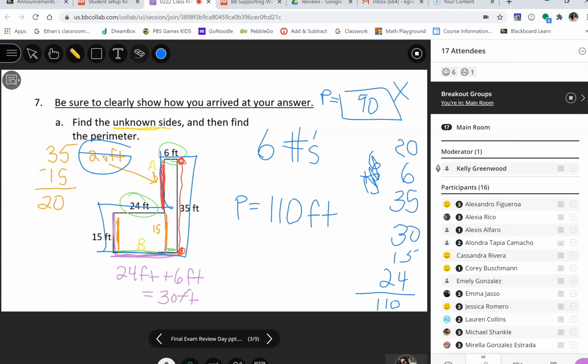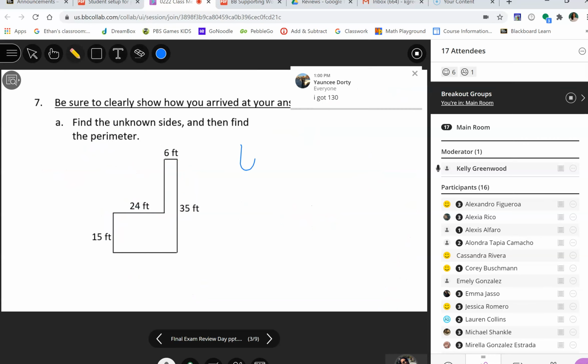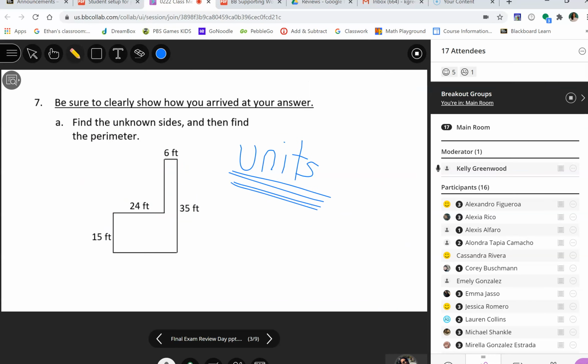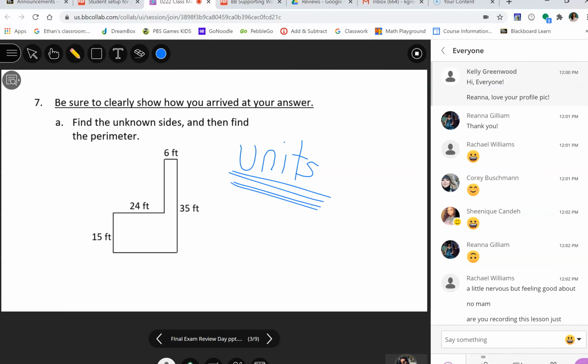Cool. Don't forget to put your units. If you forgot your units on this one, write huge on your paper right now. Write the word units huge on your paper. Units. And then underline it.